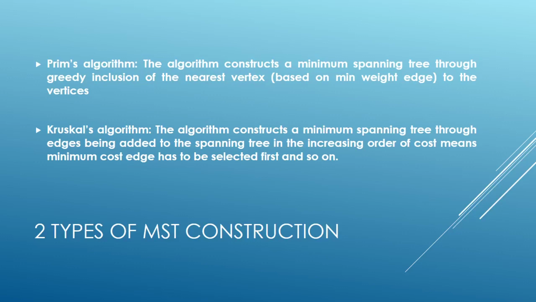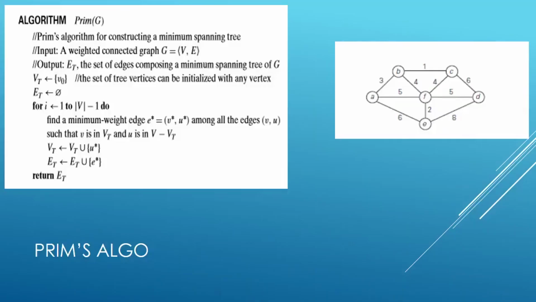In this slide, let's learn about Prim's algorithm. So what's the aim of the algorithm? We have to construct a minimum spanning tree. And what's the input? A weighted connected graph G equal to V comma E, where V is the set of vertices and E is the set of edges. Output is constructing a minimum spanning tree, and minimum spanning trees are represented as a set of edges. So that is stored in ET.